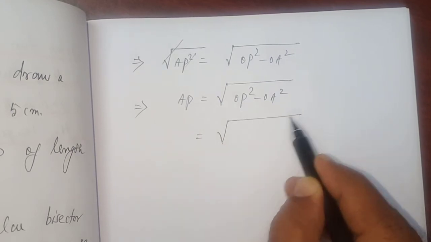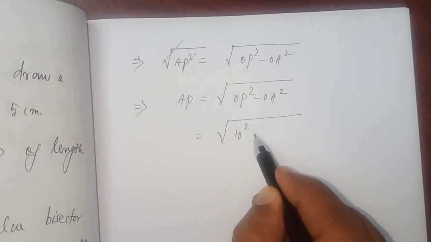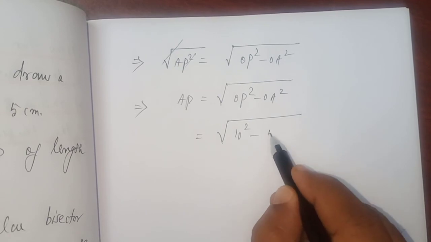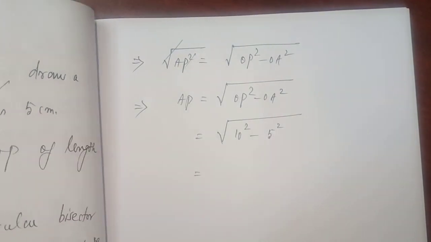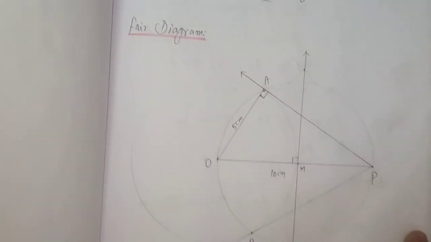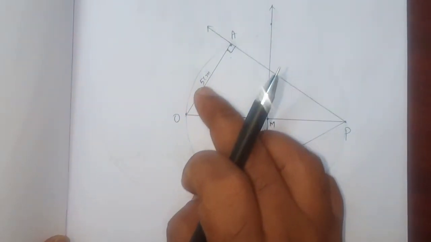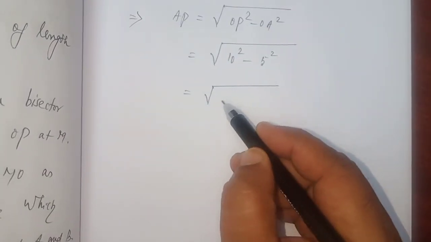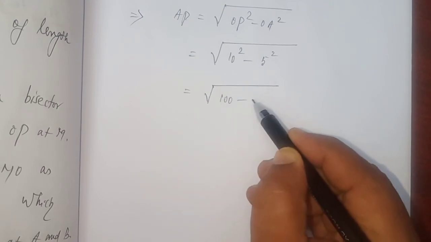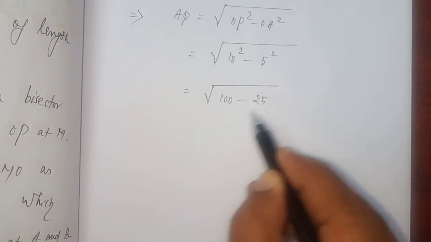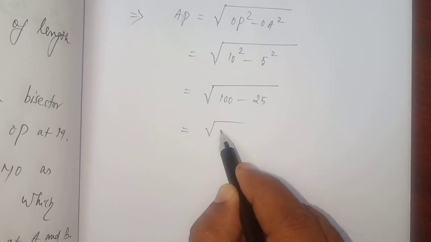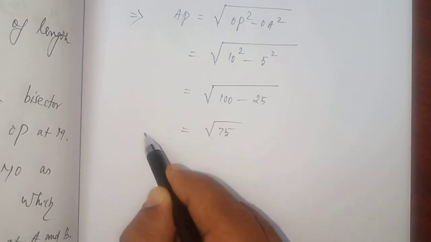We know the length of OP is 10, so 10 squared. OA is a radius, that is 5, so 5 squared. Square root of 10 squared, that is 100, and 5 squared, that is 25. Square root of 100 minus 25, that is equal to 75.